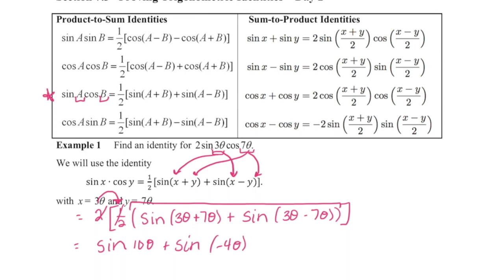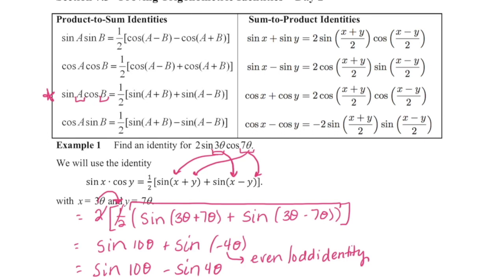At this point, we can use our even and odd identities on the top of our identity sheet to give us sine of 10 theta minus sine of 4 theta. These are not the same, so we cannot combine them together since one is 10 theta and one is 4 theta. So at this point, we are finished.